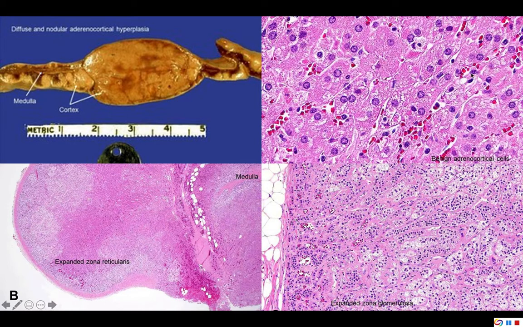So if we zoom in on them, these are just normal adrenal cortex cells. They're not dysplastic, they're not malignant, but there's just too many of them. So this is an example of pathologic hyperplasia. So we're increasing the number of cells.